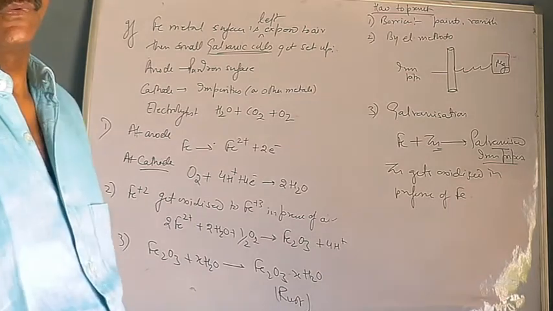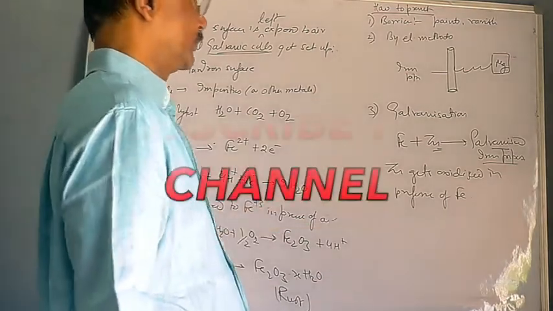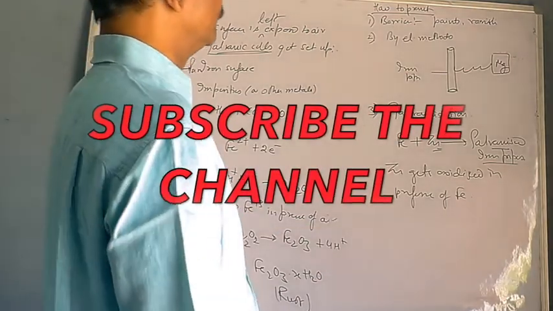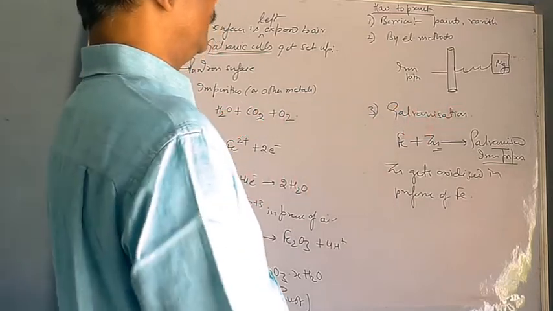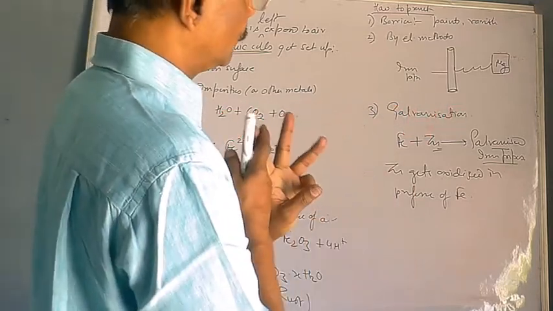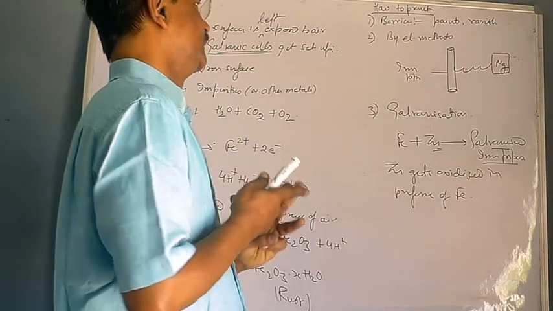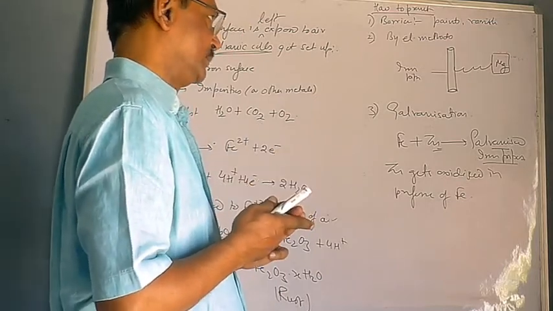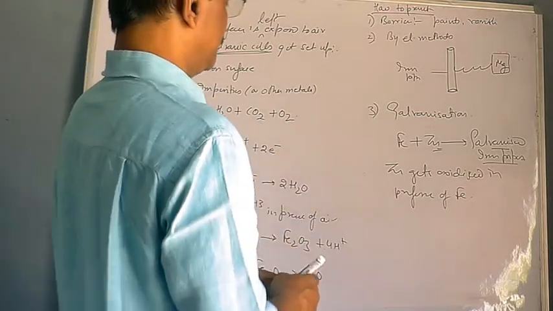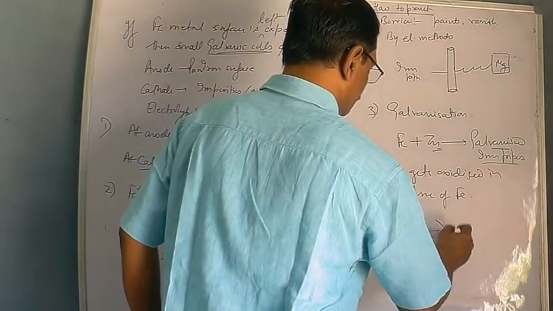So class, that was the last topic of electrochemistry. We have studied entire electrochemistry in 3 topics: electrolysis, electrolytic conductance, and electrochemical cells. And this completes my entire electrochemistry chapter.